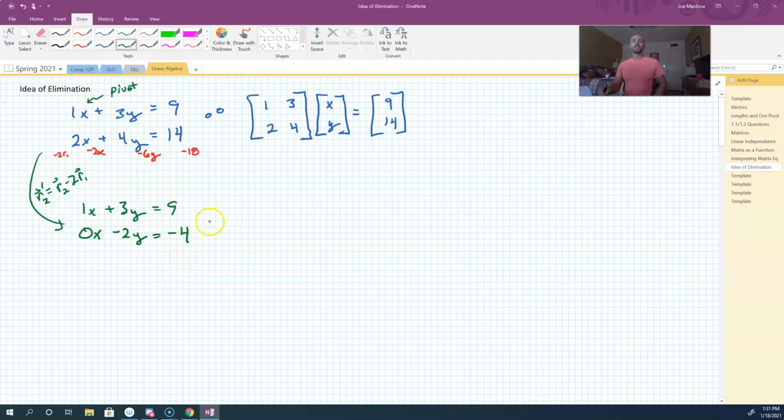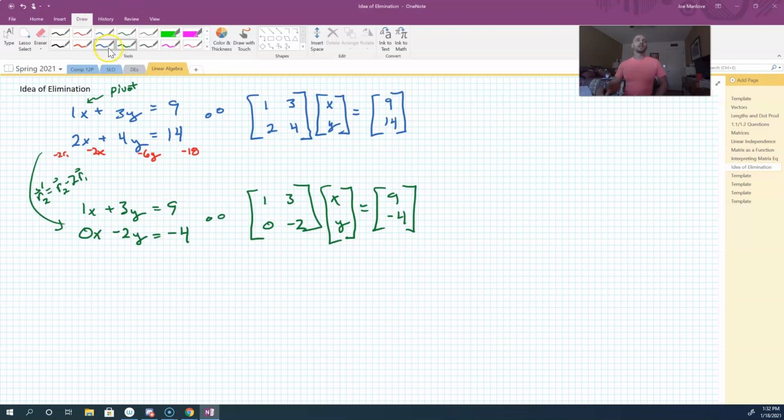Now this represents a different matrix equation. This represents the matrix equation 1, 3, 0, negative 2, times x, y, is equal to a different vector, 9, negative 4.